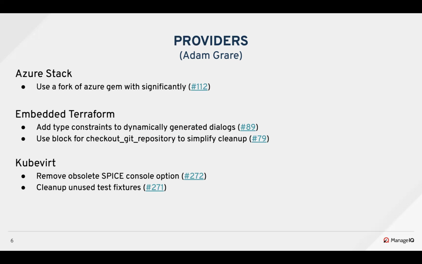So we use that. Also for KubeVirt, we removed an obsolete Spice console option. We're looking at adding VM console support for KubeVirt and OpenShift virtualization, and noticed that there's an older style of the console that was unused and is no longer present on modern KubeVirt operator installs. So we got rid of that, as well as removed some unused test fixtures that were no longer being actively used by the provider. Next slide.